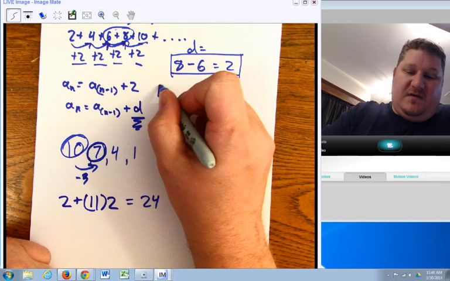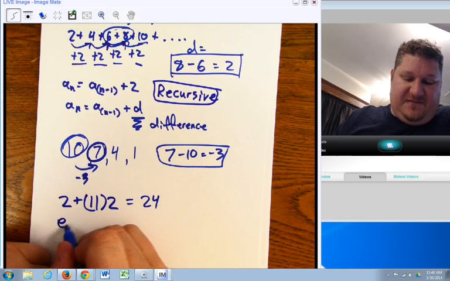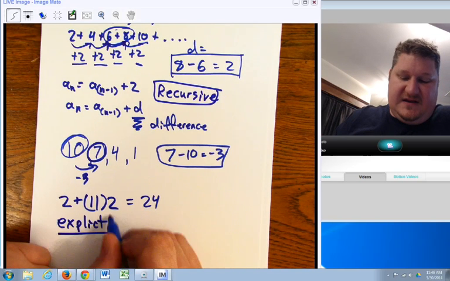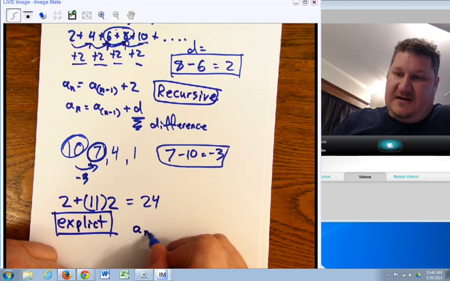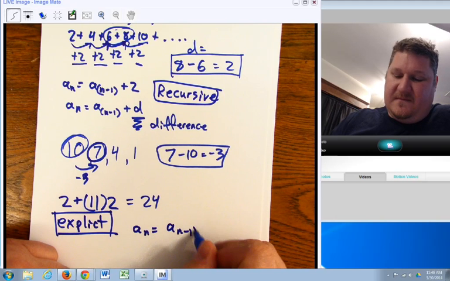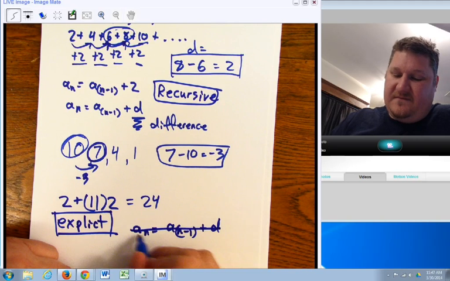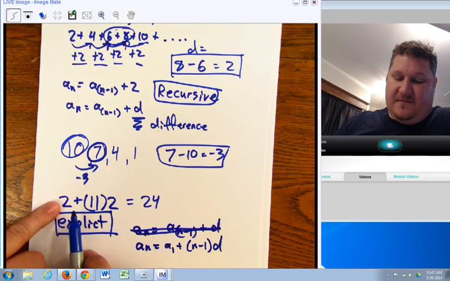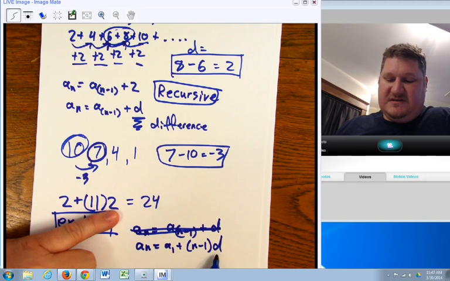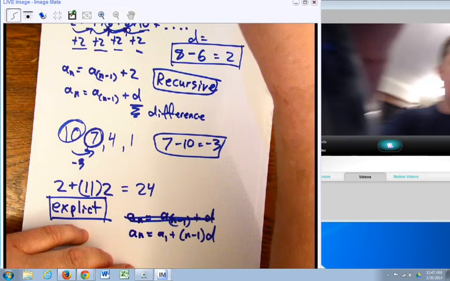Whereas this is the recursive form, the explicit form that allows us to find any term straight up is going to be a sub n equals a sub n minus 1 plus d. I'm sorry, that's the recursive. It's going to be a sub n equals a sub 1 plus n minus 1 times d. There we go. So a sub 1, plus n minus 1 times d, whatever it happens to be. So I can find whatever term.